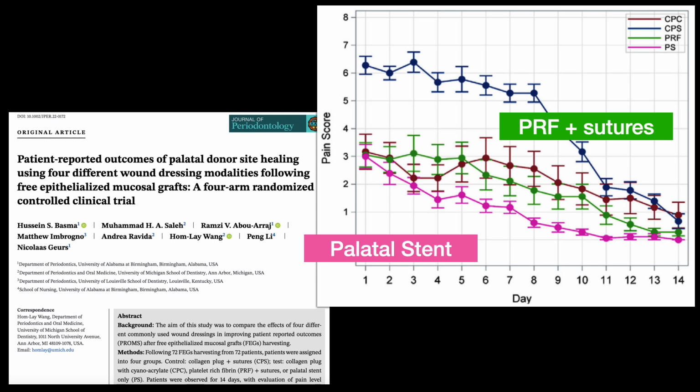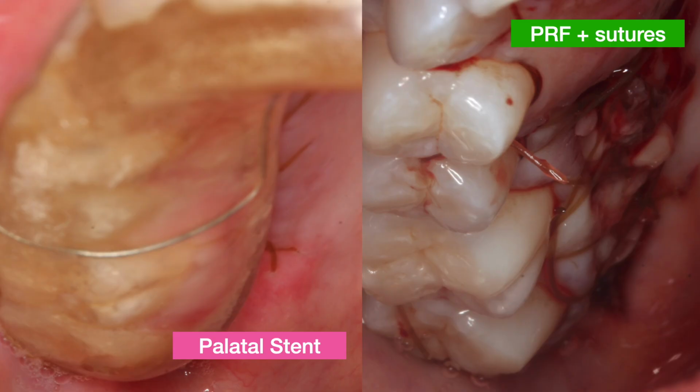So you can see the 3 bottom groups, especially the green and the pink, were good. The control on the top is not as good, but you can see it brings down pain almost 50% on day 1, and in 2 weeks it sort of equalizes.